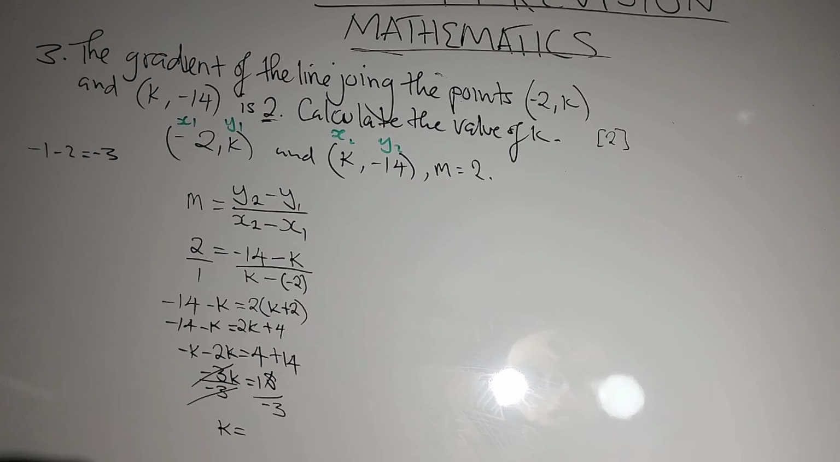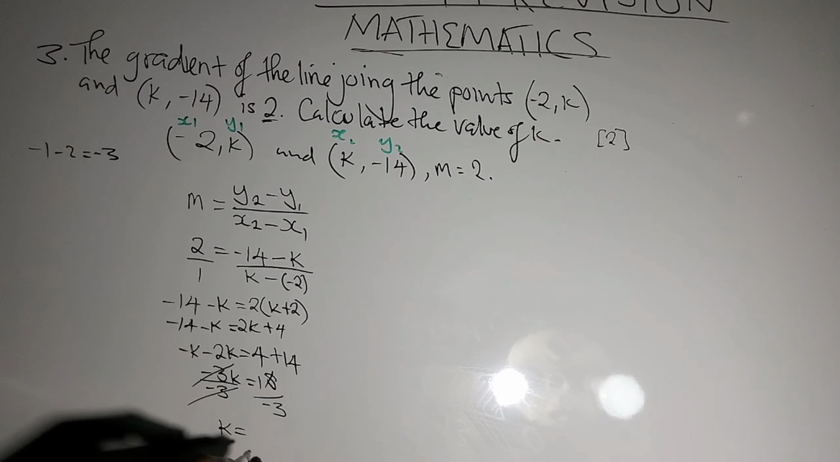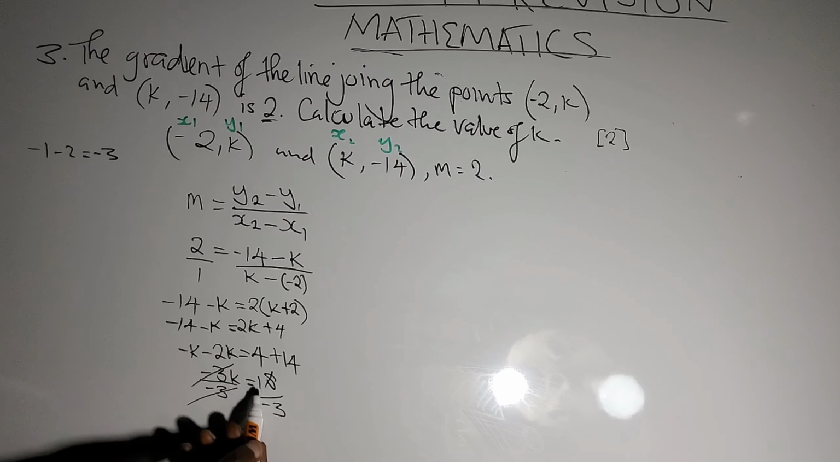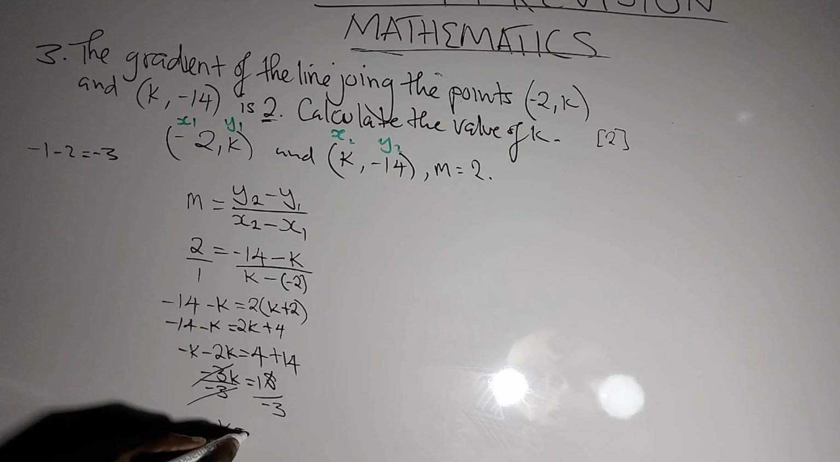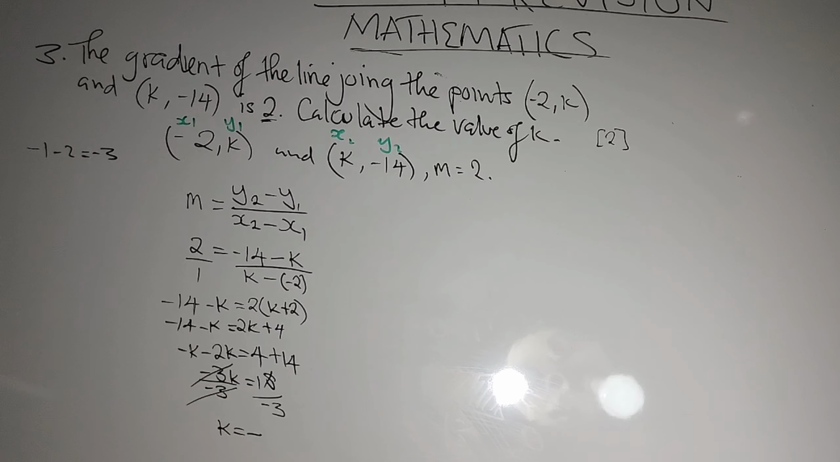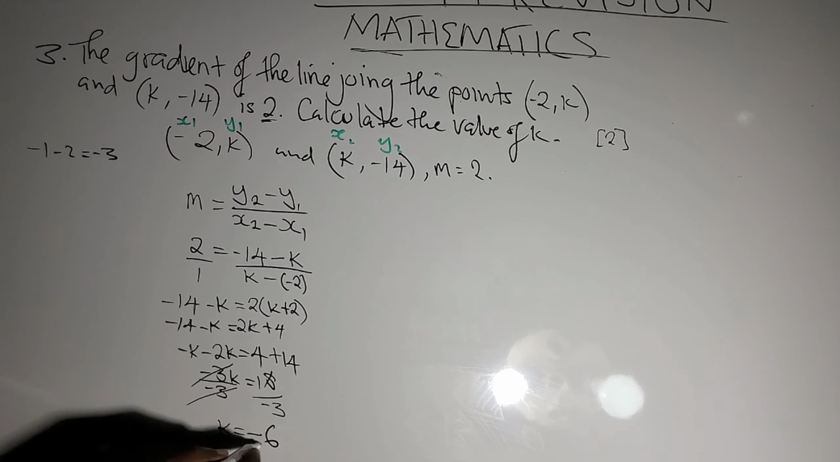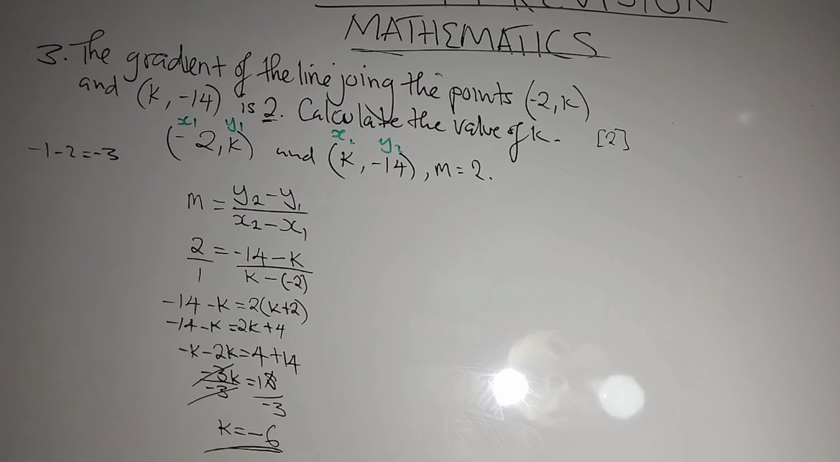Therefore, the gradient k equals, how many times does 3 go into 18? 3 into 18 is 6 times, but we have a positive on top and a negative here. When you divide negative with positive, it's negative. So 3 into 18 is 6 times. Right. That's it. Let's go to the next question.